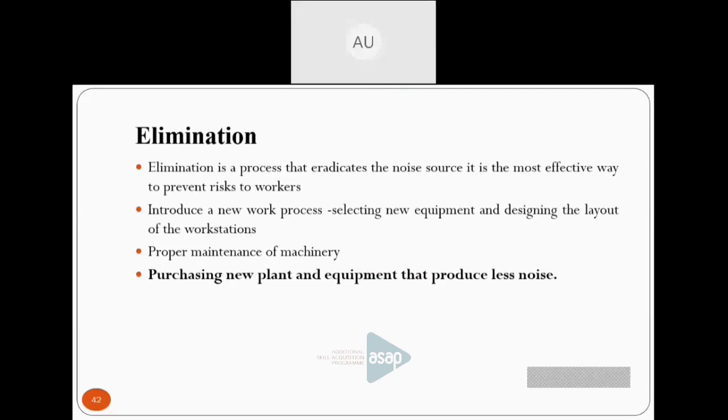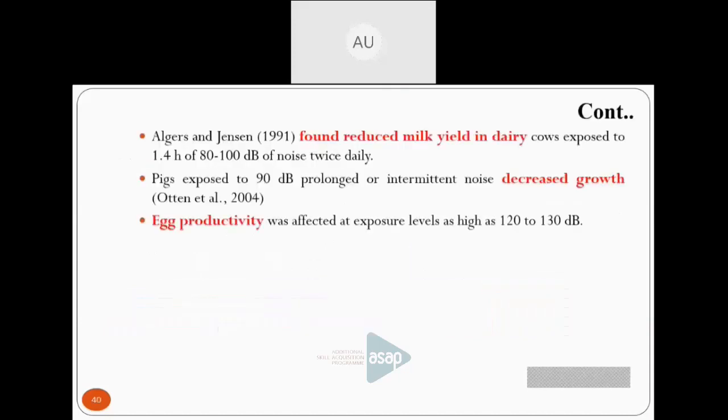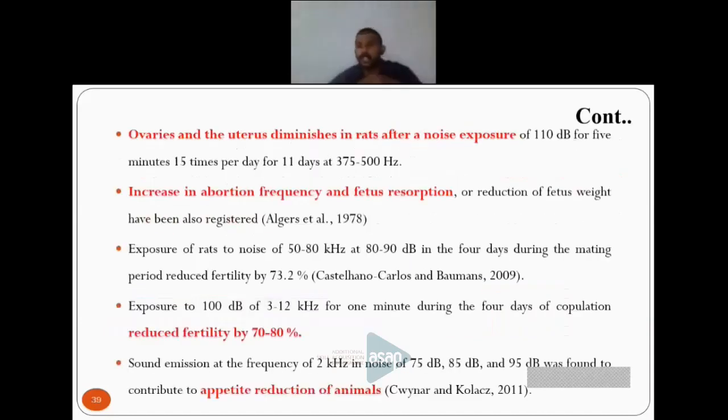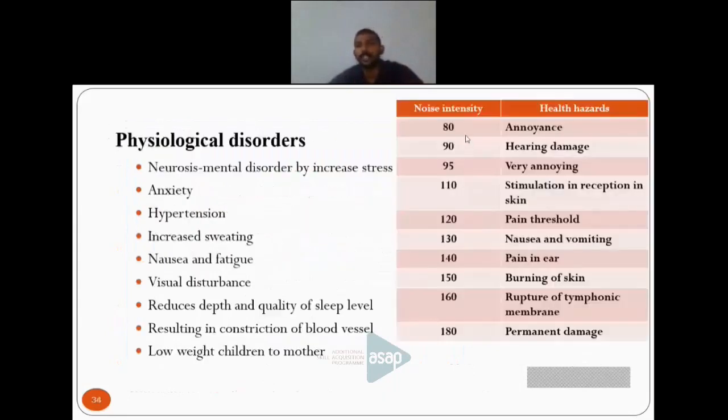One more question: can constant noise make humans sick? If we are continuously exposed to higher noise, as we already saw in the first slides, then yes. Here you see, if it is below 80 decibels, that is common noise. While we are communicating, it comes to only 60 decibels, so that will not cause any problem for us. If it comes to 80, it causes annoyance, and if it is 90, it causes hearing damage and more.